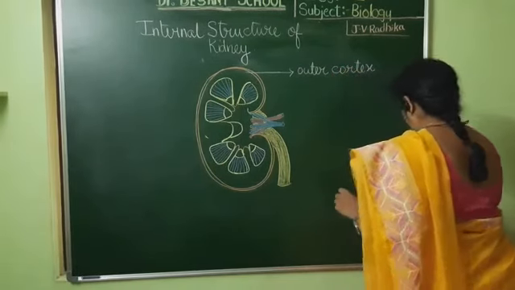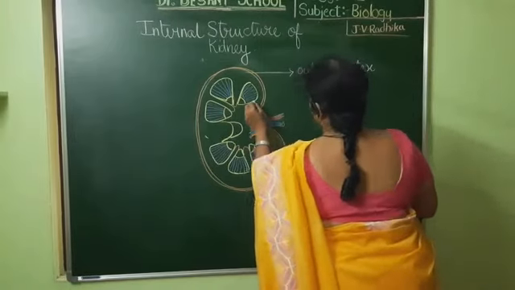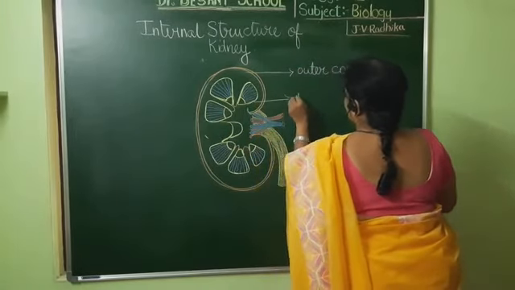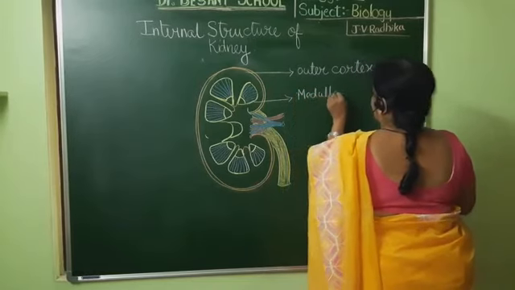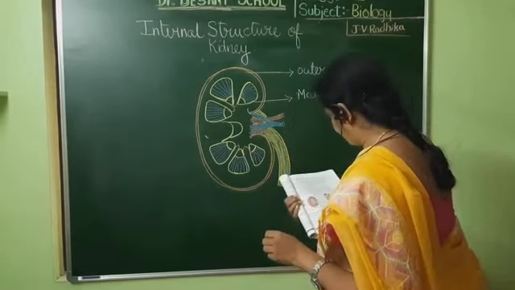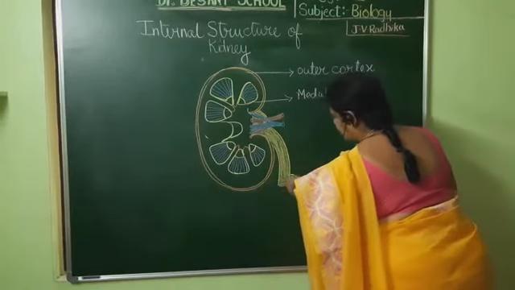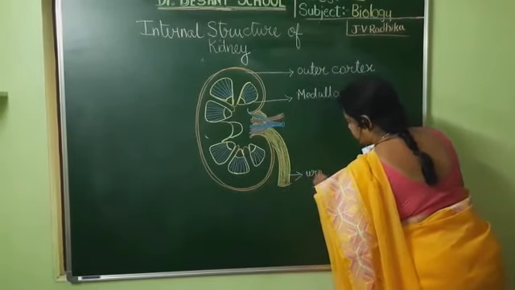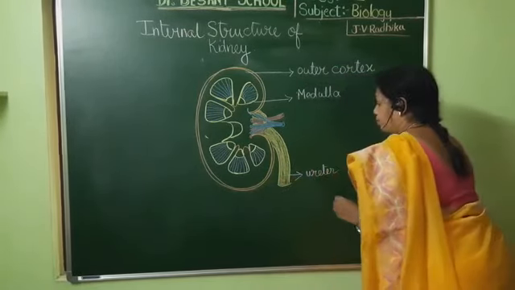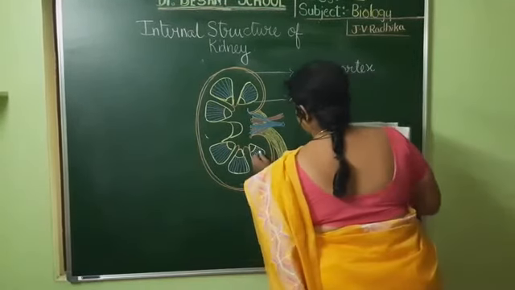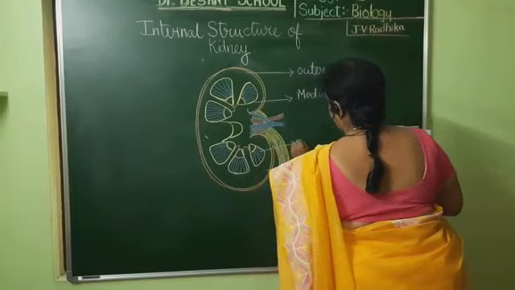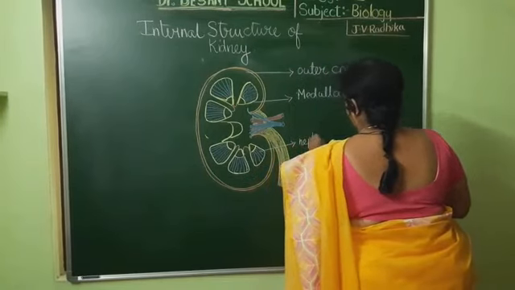Next, the inner part is the medulla region. This is the medulla region. Then we have the ureter, I shall label it. Then we have the nephrons. These structures that I have shown, I can represent as nephrons.